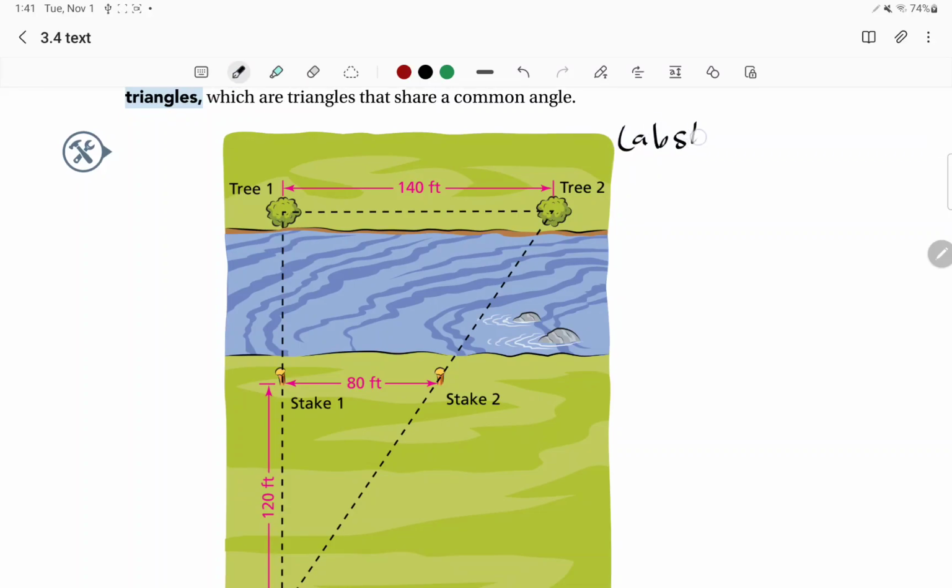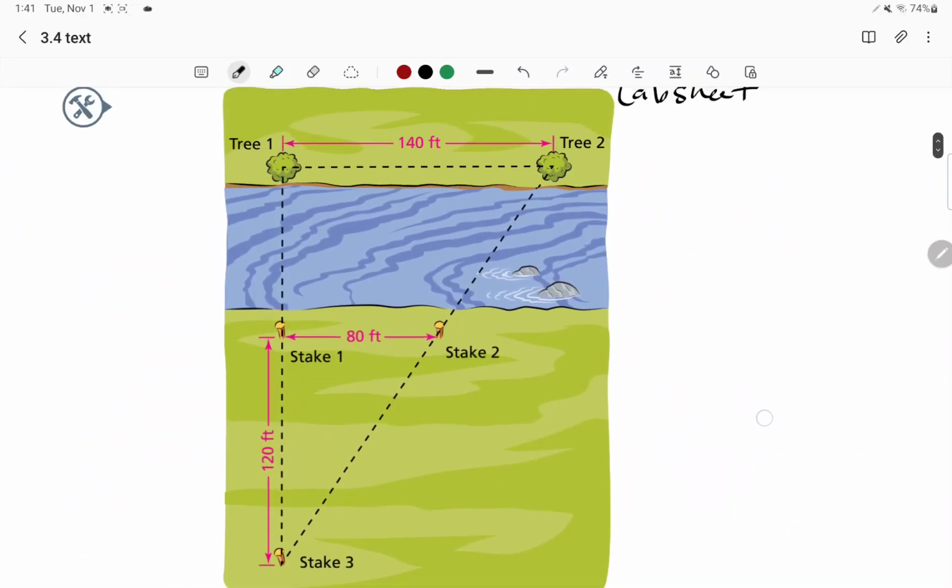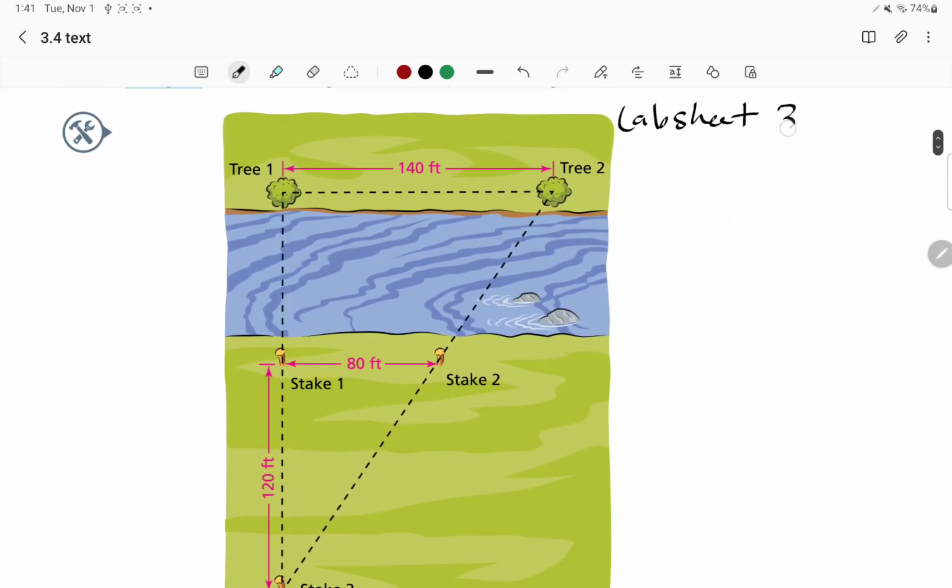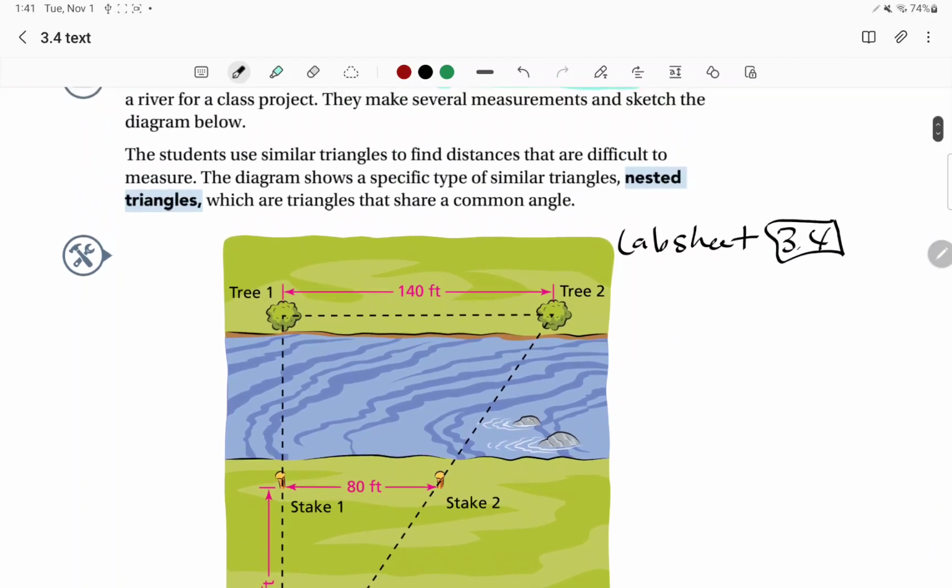If you look at lab sheet 3.4, this would have this diagram. You can look at it there or look at it in the book. It's entirely up to you.